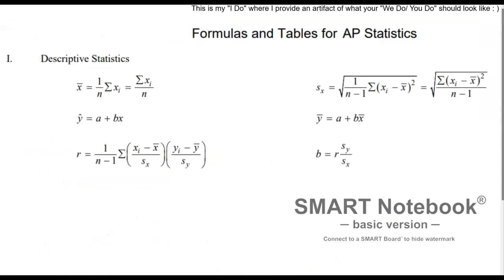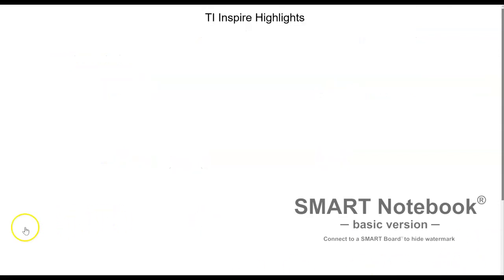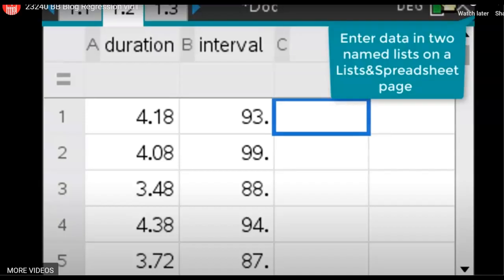All right, and before we get into the formula sheet and tables, which is going to be very, very helpful, let's just touch base here on some TI Nspire highlights that are going to be very helpful. We're going to be looking at 6 of these TI Nspire highlights. They're going to come at you really fast. You can rewind the video or whatnot.